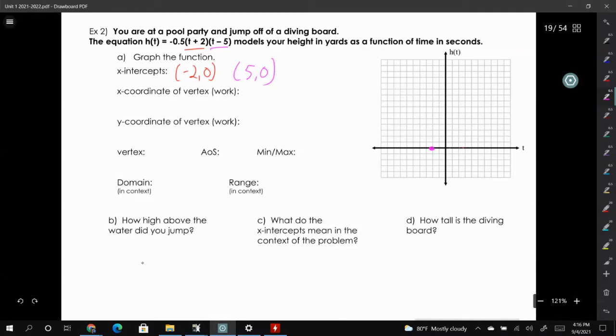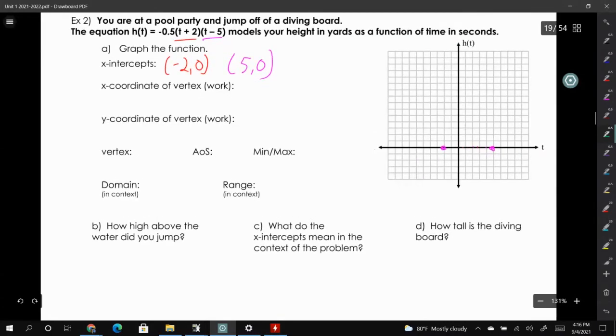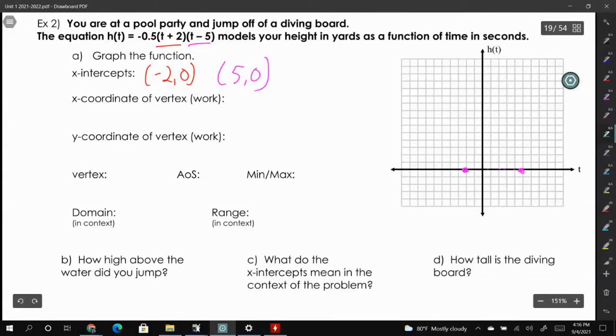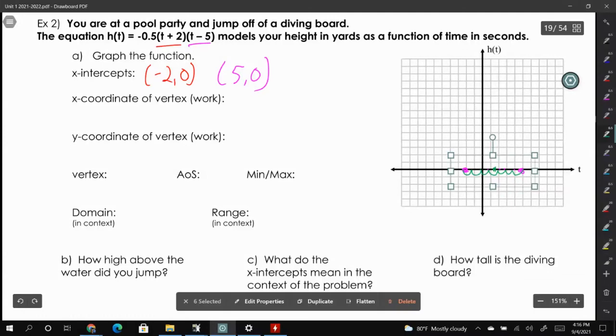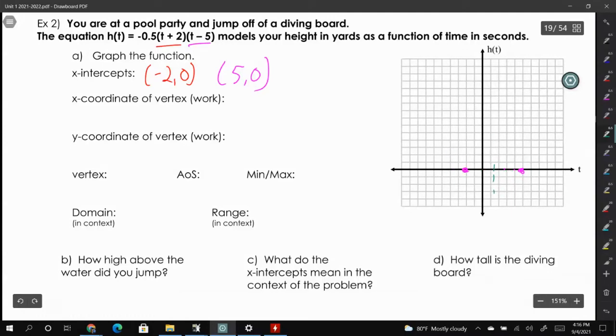Okay, 1, 2, 3, 4, 5. There we go. And then the axis of symmetry will be halfway in between. So 1, 2, 3, 4, 5, 6, 7. So we need to go 3.5. 1, 2, 3.5. So here is our axis of symmetry at 1.5.